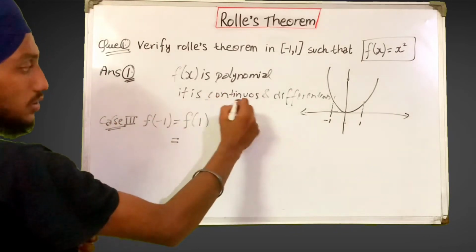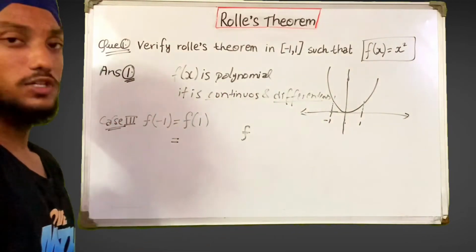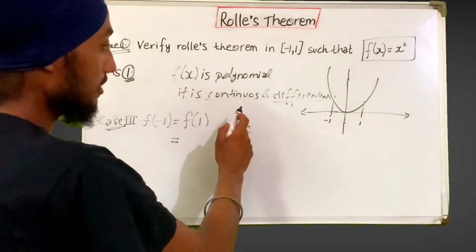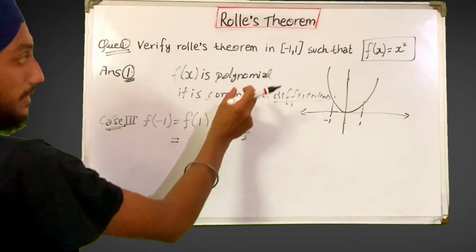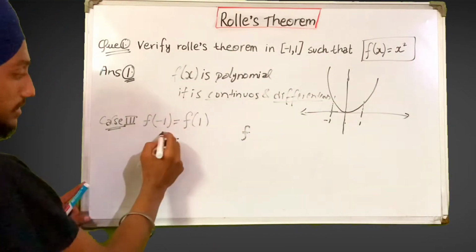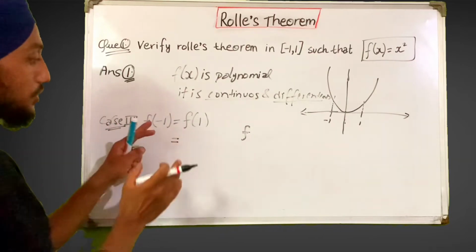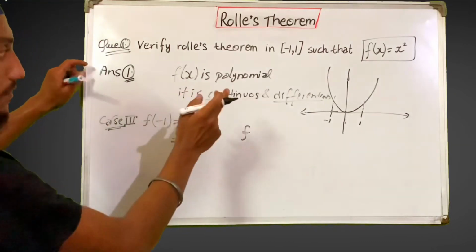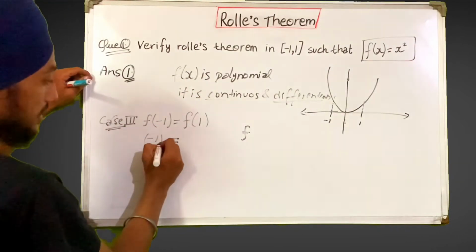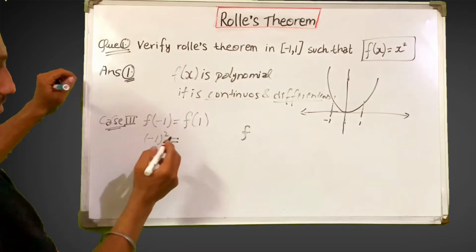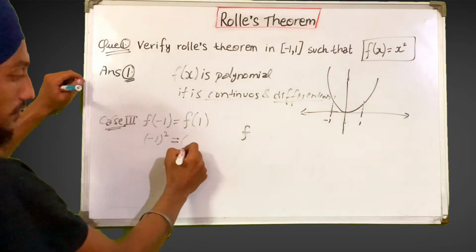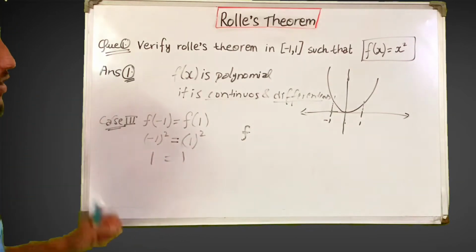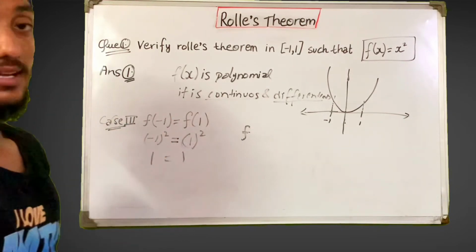Cases number 1 and 2 are continuous and differentiable. It is differentiable for every real number, so it must be differentiable in R, and in that particular interval also. The third condition is that f of a and f of b should be equal. This is the interval, so f of minus 1 and f of 1. Since f(x) is x square, f of 1 is 1 square, and this is equal, 1 to 1. This is how we verify the theorem.